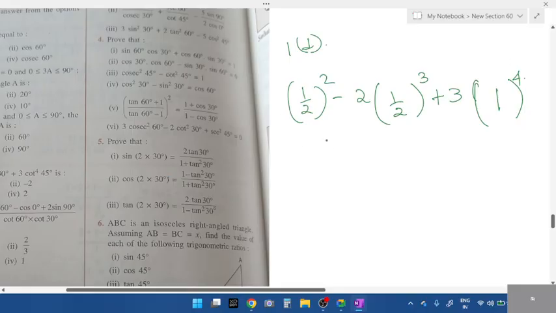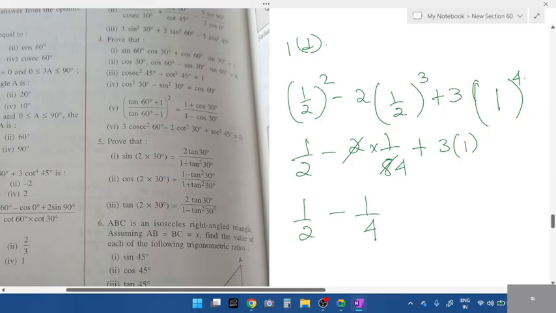When you open the bracket, what do you get, Shasha? 1 by 2 minus 2 into what is 1 by 2 the whole cube? 1 by 8 plus 3 into 1. How many times it goes? 4 times. So 1 by 2, are you there online? Am I audible? Okay, 1 by 2 minus 1 by 4 plus 3. 3 doesn't have a denominator, take it as 1. Take LCM and complete it.